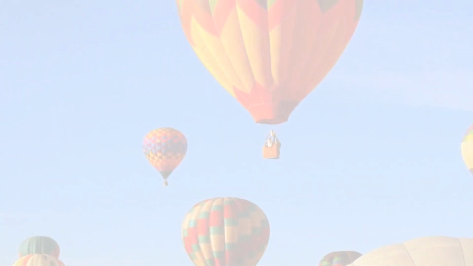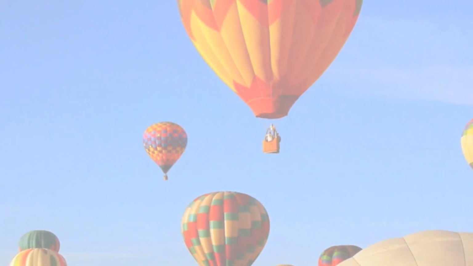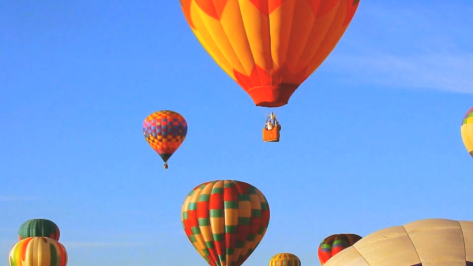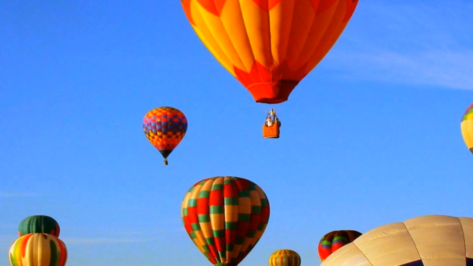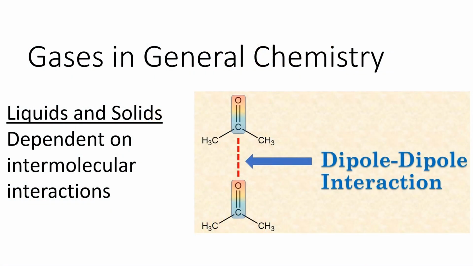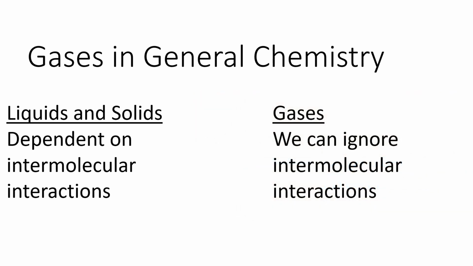Gases are usually introduced in a general chemistry course midway through the first semester. Liquids and solids, on the other hand, are typically introduced much later, usually in the second semester of general chemistry. This is because liquids and solids depend on intermolecular interactions. That's why liquid and solid phases exist, because those particles interact with each other. In gases, however, we can ignore these intermolecular interactions. This makes gases easier to study.